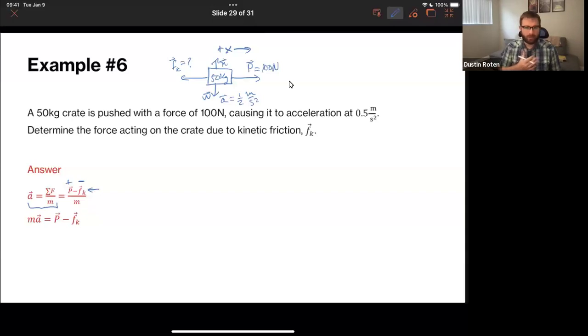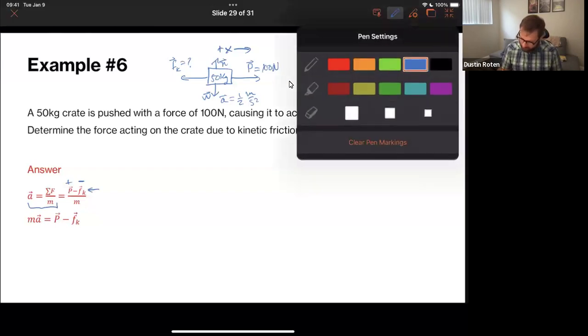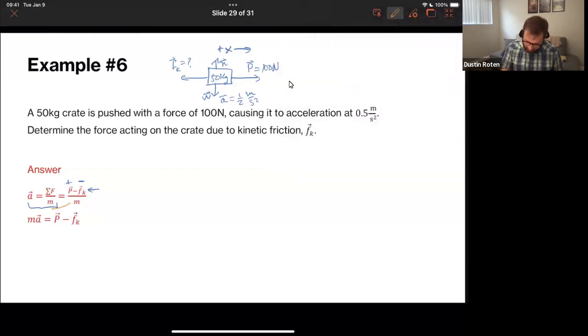Now, all I'm going to do is multiply both sides by m, and that's going to give me this statement. This should be easy, just high school algebra. So I have ma equals the difference in the forces.